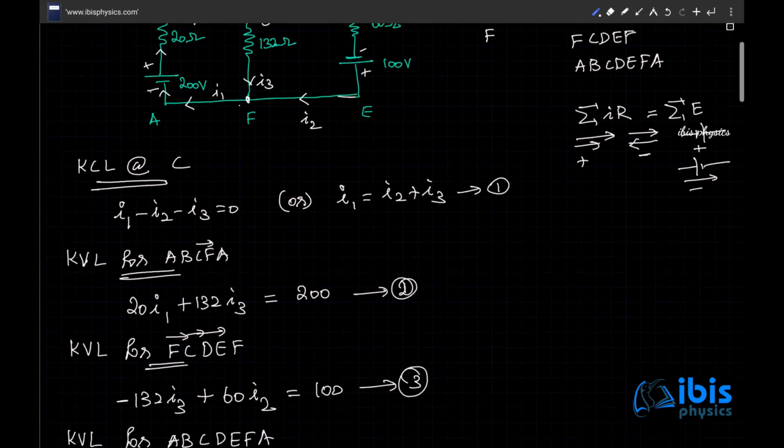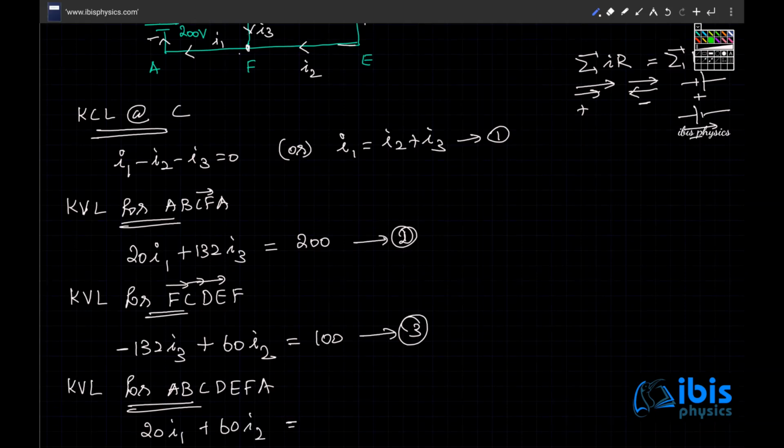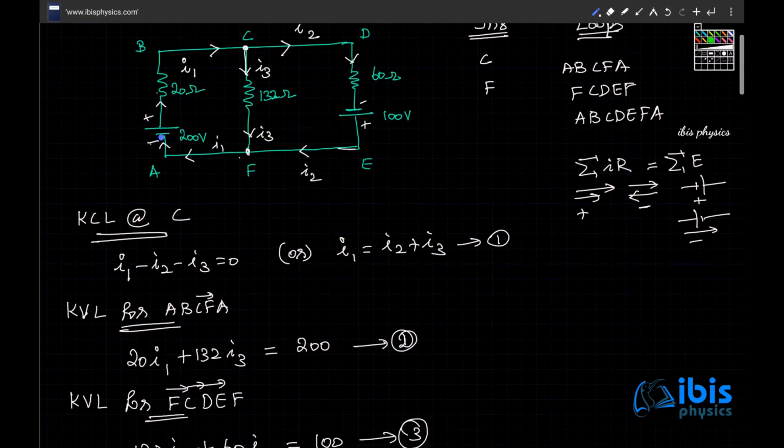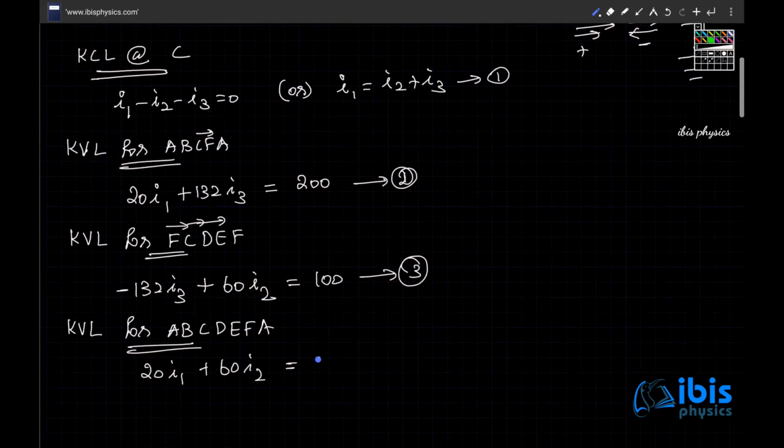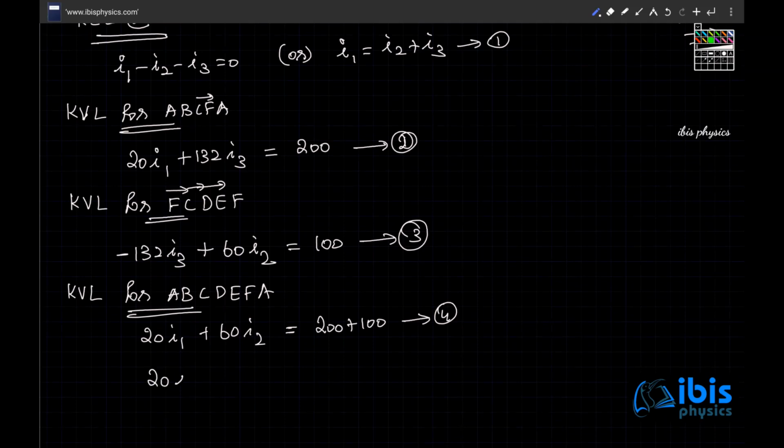Then on the right hand side we are supposed to write the battery potential. When you go from A to B, battery negative to positive, so plus 200. No other battery here. D to E, again negative to positive, so it is plus 100. So 200 plus 100, that is our fourth equation. Or this can be written as 20 I1 plus 60 I2 equal to 300.